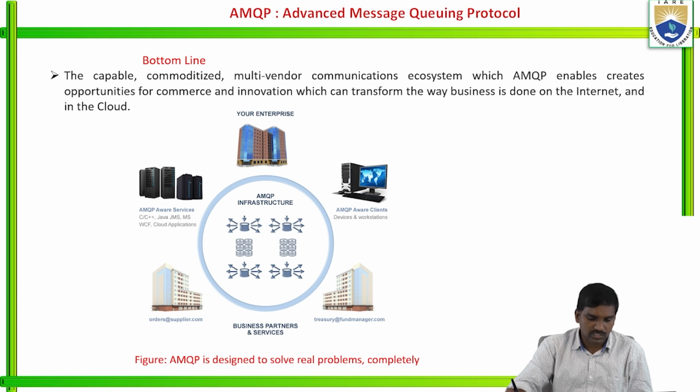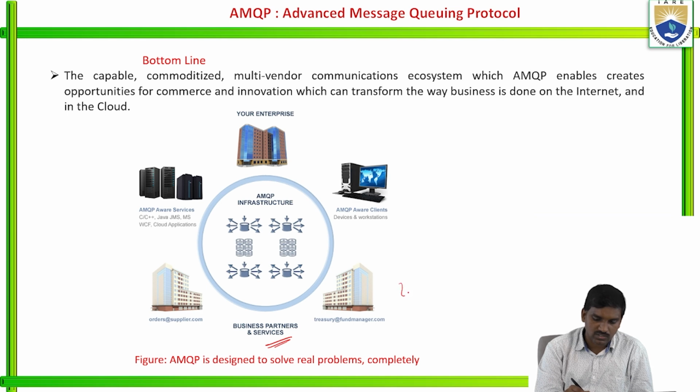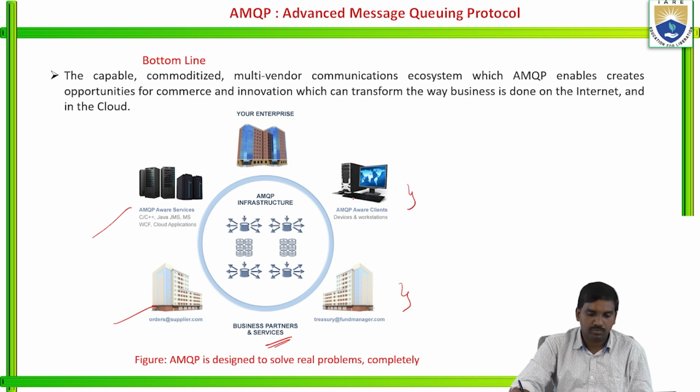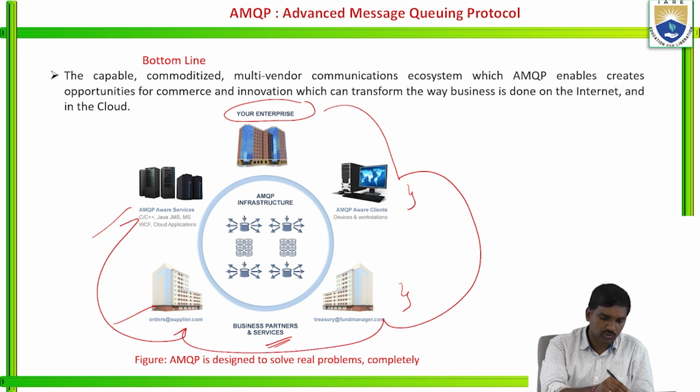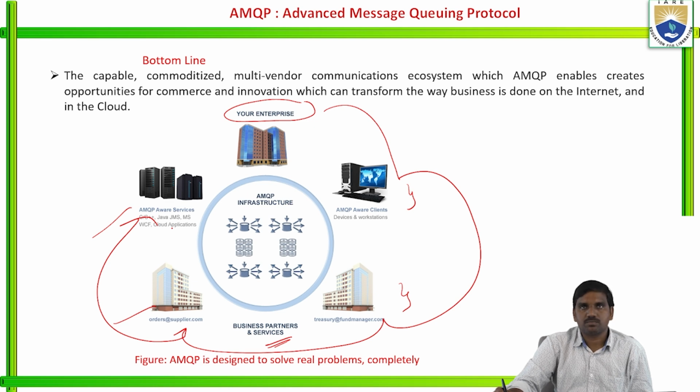So this is designed to solve real problems and connect business partners and services here. Treasurer orders from supply, AMQP aware software, AMQP aware clients. It is the AMQP infrastructure. This is my enterprise. Based on that, clients, treasurer, orders from supply.com, and the AMQP aware system using C, C++ or Java, JMS, WCF, cloud applications we have. So this is the bottom line of the Advanced Message Queuing Protocol.